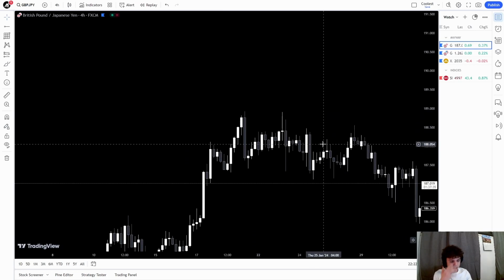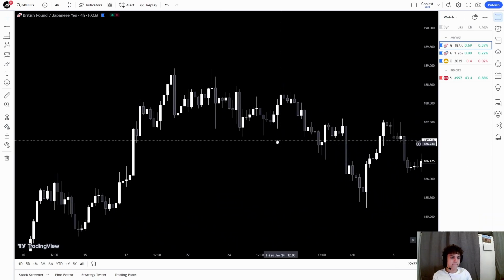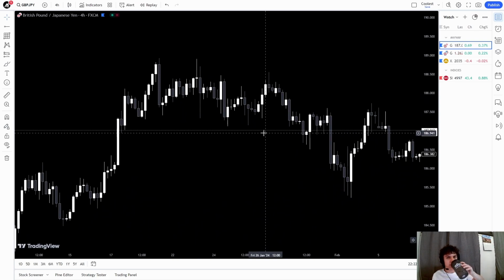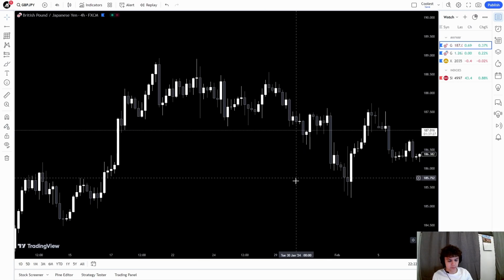Man, breakout structure is actually quite simple, but it takes some time, obviously. Everything takes time. Greatness takes time.